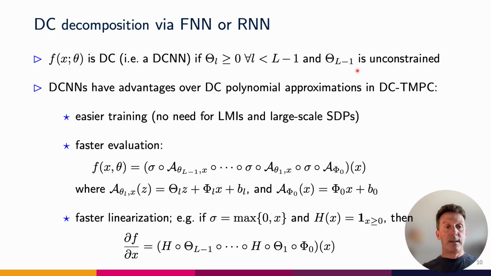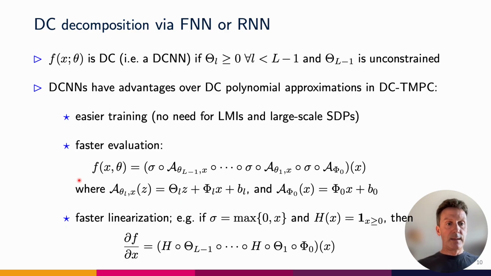So DCNNs have some obvious advantages over polynomial approximations. First of all, they tend to be easier to train, and you can probably see that the process of constructing a difference of convex polynomial approximation by solving a semi-definite program quickly becomes very computationally intensive as the dimension of the state and control input grows, and as the number of monomials used to approximate the polynomial function increases.